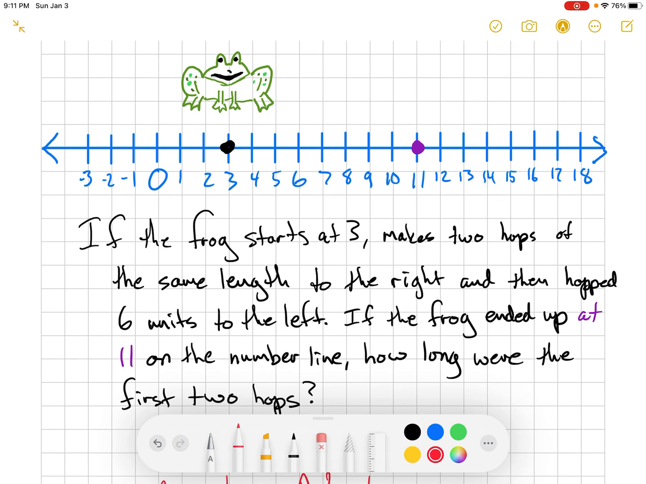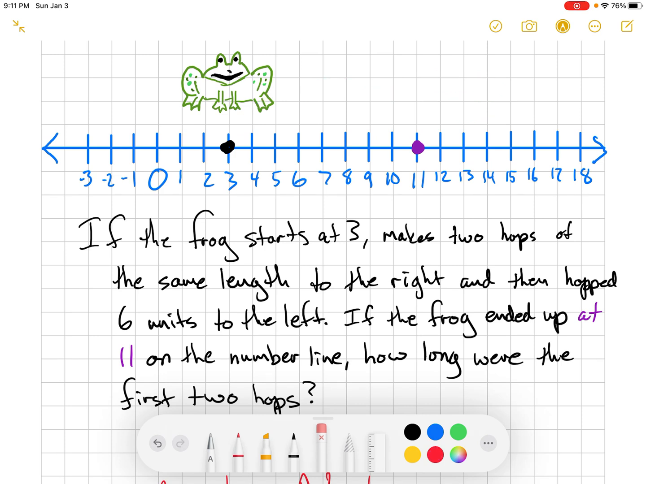If the frog starts at 3, makes 2 hops of the same length to the right, and then hops 6 units to the left, if the frog ended up at 11 on the number line, how long were the first 2 hops? So what they're saying is there was 1, 2, they were equal distance, and then it had to make 6 backwards, or 6 to the left, to land on 11, right?